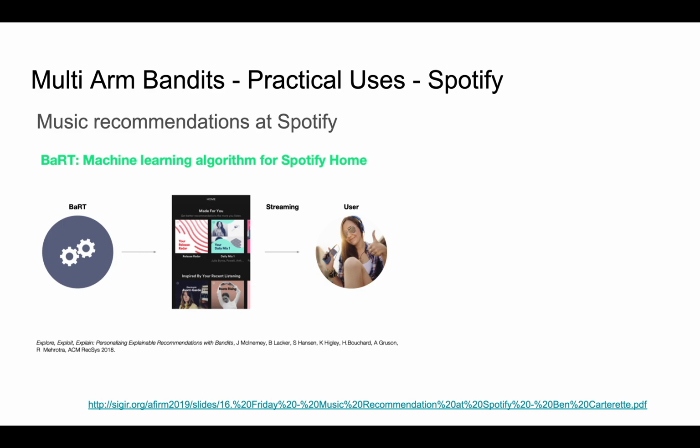Another example here is from a SIGIR paper that the Spotify data science team submitted as well. They have their own bandit model system, which is called BART, and that is a machine learning model for the Spotify home, where you not only see your previously watched or heard songs and artists, but also the curated lists that are prepared for you to engage with based on your streaming behavior.